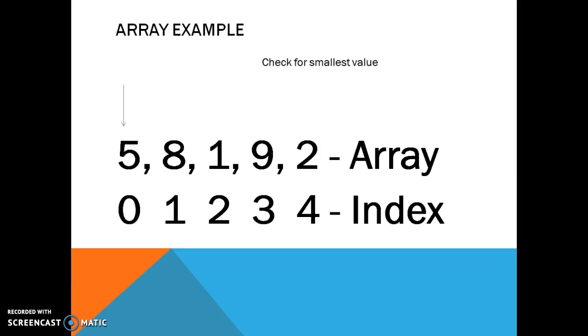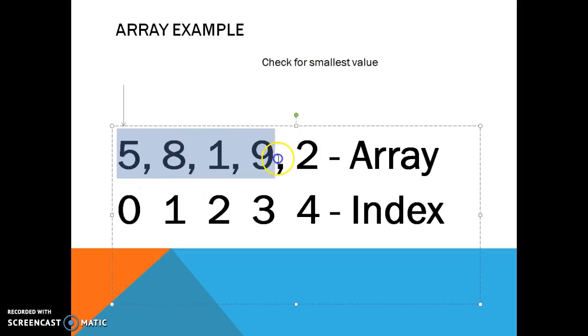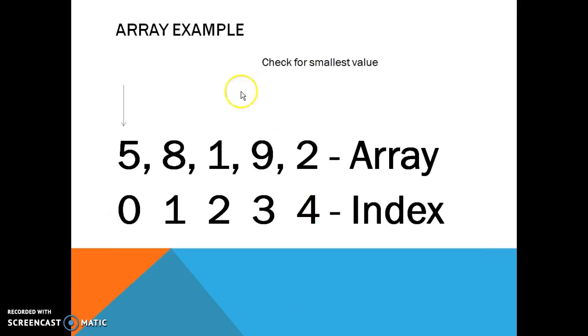Consider this array, 5, 8, 1, 9, 2, with index numbers 0, 1, 2, 3, 4 respectively. First of all, it will set 5 to its current minimum value. Then it will compare that to 8. 5 is still the smallest number in this array so far. Then we compare it to 1. 1 is our newest minimum value, so we set that as our new min value. Then it will compare it to 9, and then compare it to 2.